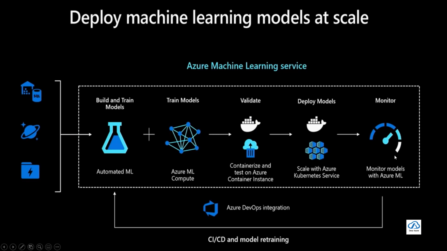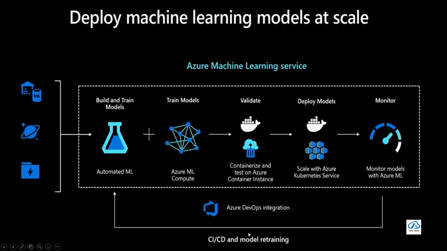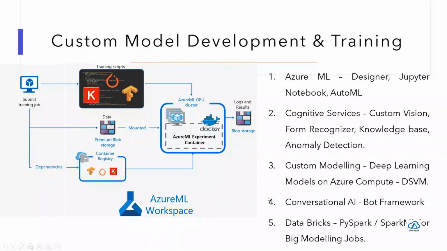And the last one is monitor. You can monitor the model, how the model is performing, how it is handling drifting and everything. And along with all those things, Azure DevOps is integrated so that you can have CI/CD, model retraining, and everything. So one of the things is, we always hear about DataOps, MLOps these days, which is a data and AI version of DevOps. So you can do all those DataOps and MLOps using Azure DevOps integration or Azure pipeline and DevOps.